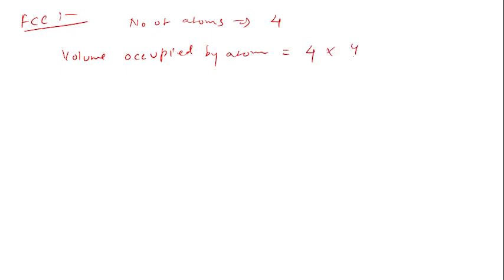So in FCC, I'm directly writing that the number of atoms is 4. Then the volume occupied by atoms will be the number of atoms multiplied by the volume of the atom. Okay, now we have to calculate the relation between the lattice parameter and the radius of the atom.